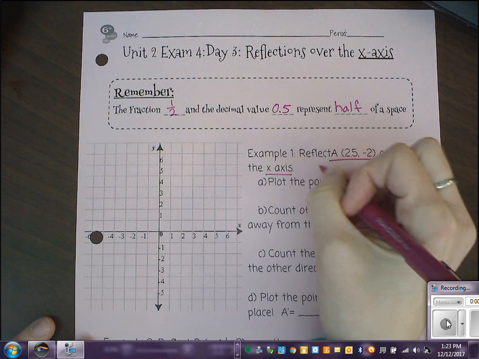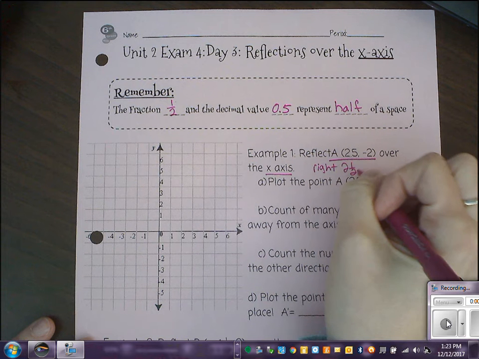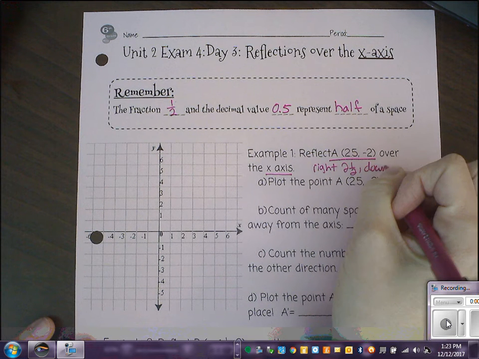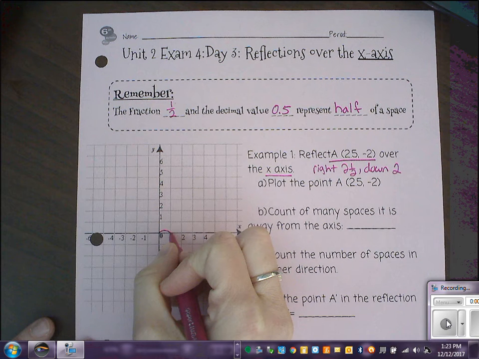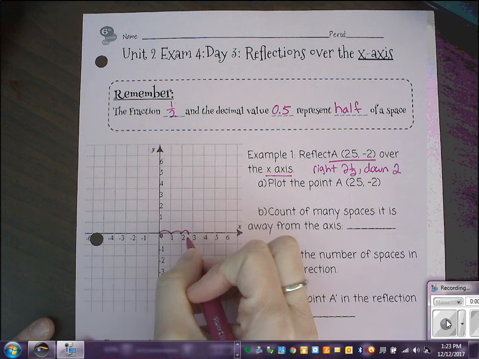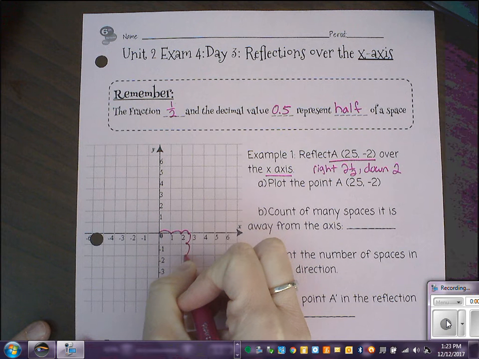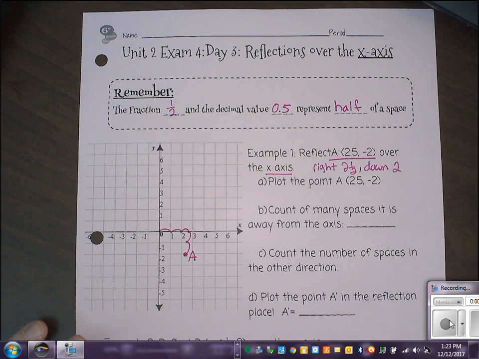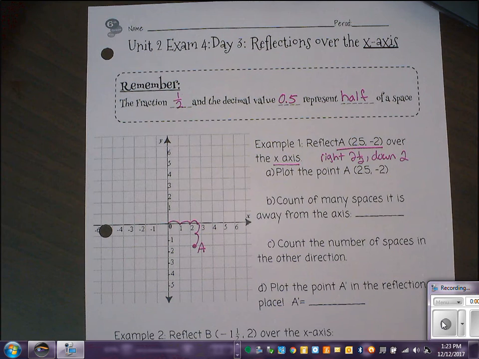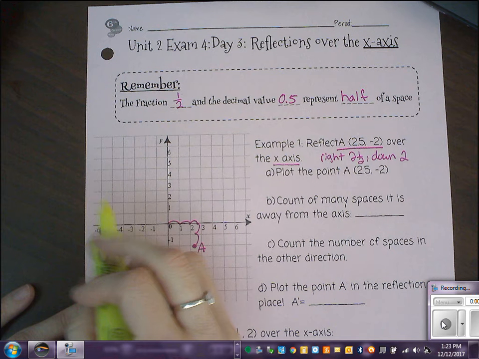So we're going to go right 2.5 and down 2. Start at 0, 0, 1, 2.5 is between 2 and 3, and then down 2, 1, 2. We label this point A. Since we're reflecting over the x-axis, take your highlighter and highlight the x-axis.